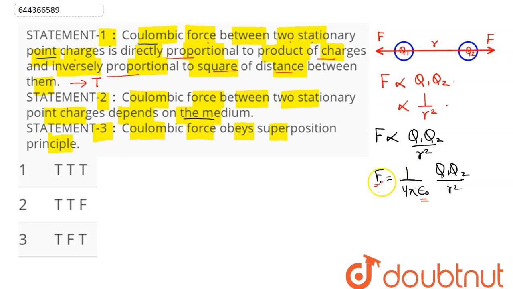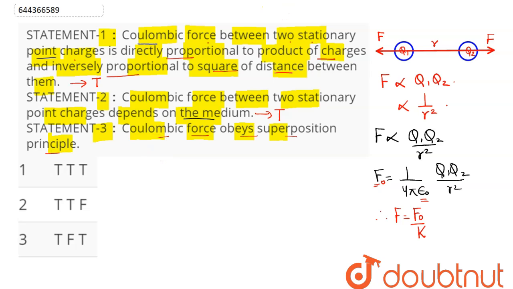And as we can see here, force in vacuum suppose is F0, and on changing the medium, here electrostatic force will decrease by a value of dielectric constant K, so F0 by K. Hence we can see this electrostatic force between two stationary point charges depends on the medium is also true. So statement 2 is also true. Now statement 3 says Coulombic force obeys superposition principle.